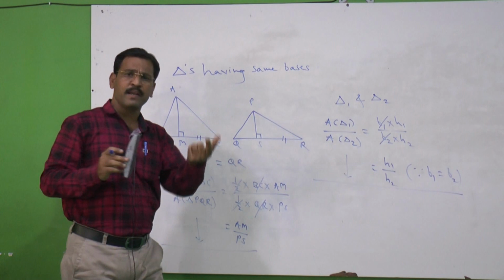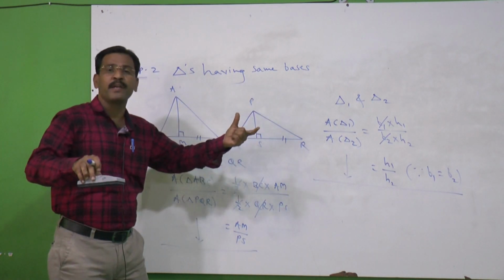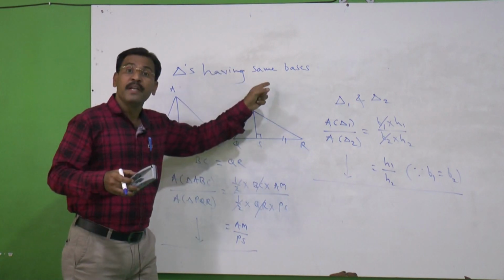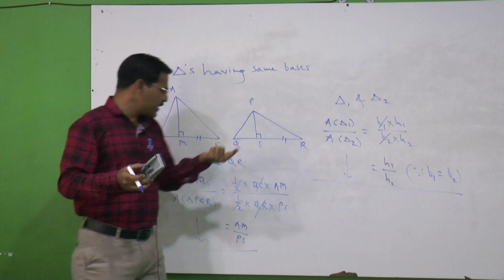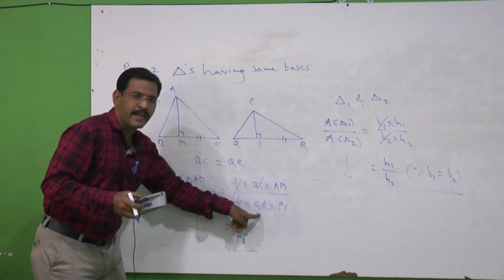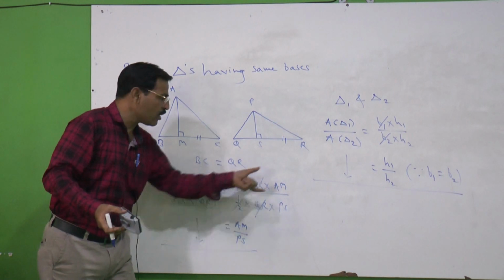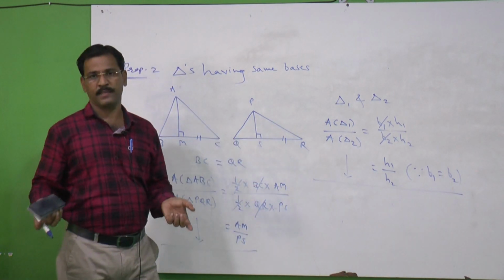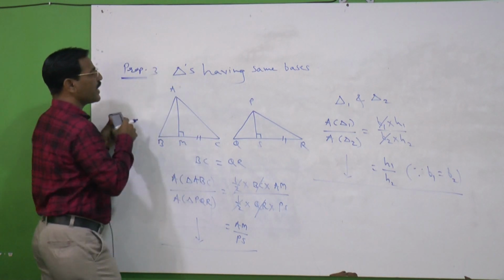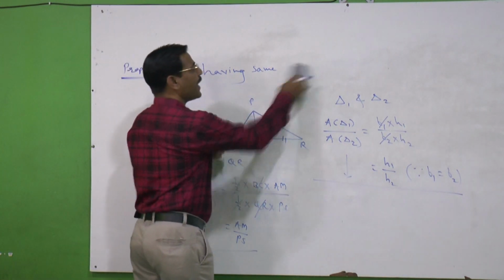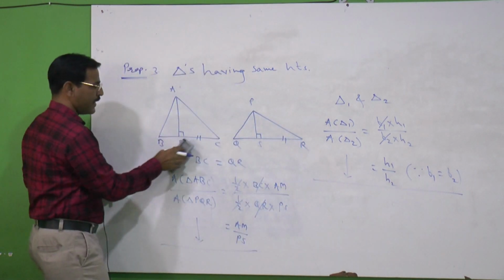Understand? Now very similarly, what will we take here? Triangles having same bases? No. Now, in the third property, we will take triangles having the same heights. Here AM and PS get cancelled. That one also we'll take first. This is the third property. Triangles having the same heights I'll take now here.